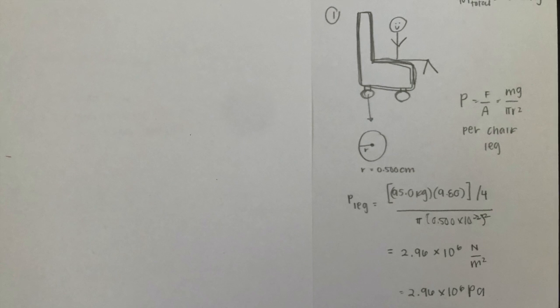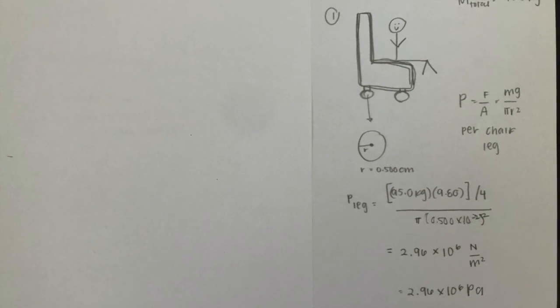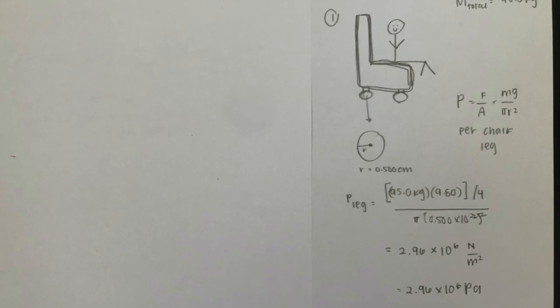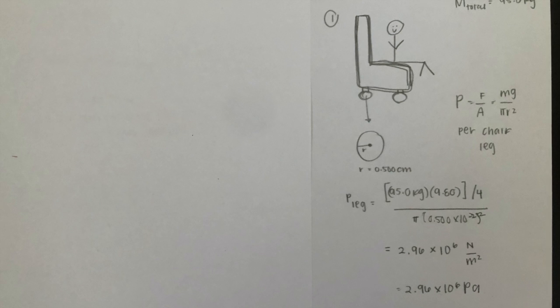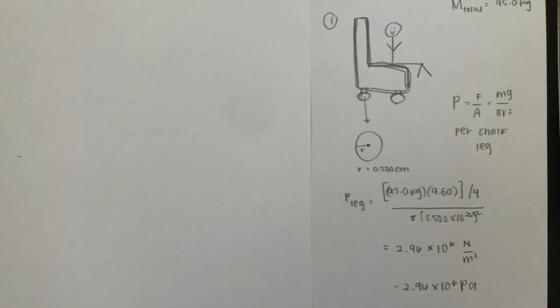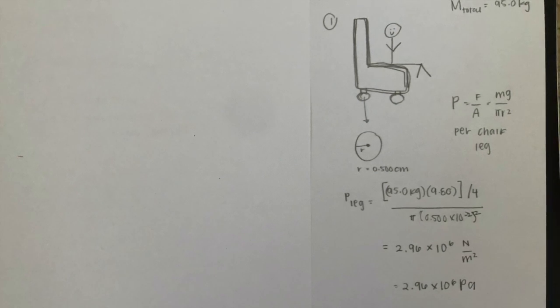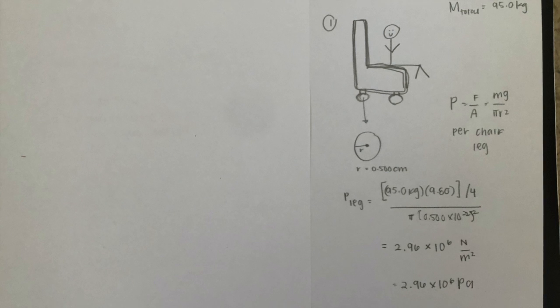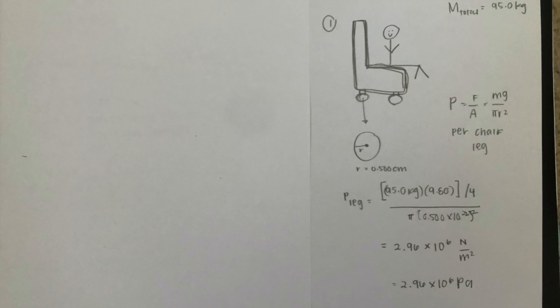So plugging that all in, I plugged in 95 kilograms and 9.8 meters per second squared in the numerator, but then I divided that by 4 because there are 4 legs of the chair, and the force is going to be evenly dispersed throughout each leg. In the denominator, I converted the radius from centimeters to meters, plugged that all in, and then calculated the pressure for each leg of the chair to be 2.96 times 10 to the 6 pascals.